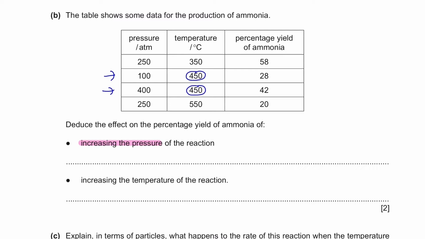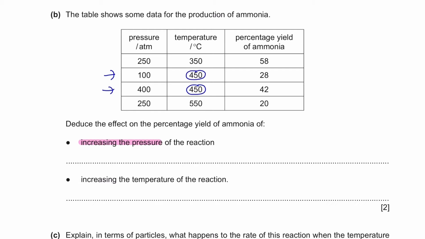So since these two have the same temperature, 450 degrees, and when the pressure was 180, the percentage yield was 28, but when the pressure increased to 400, the percentage yield became 42, so it increased. Therefore, the answer is: when you increase the pressure, it increases the percentage yield.